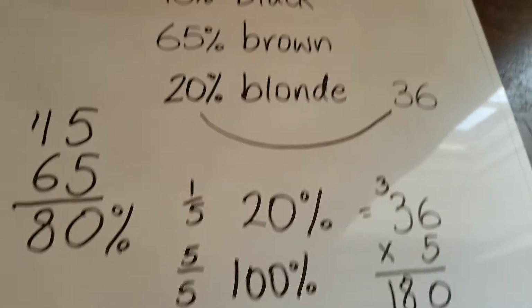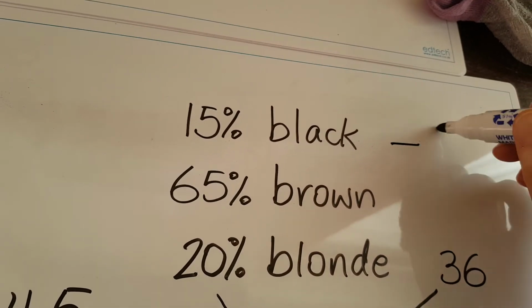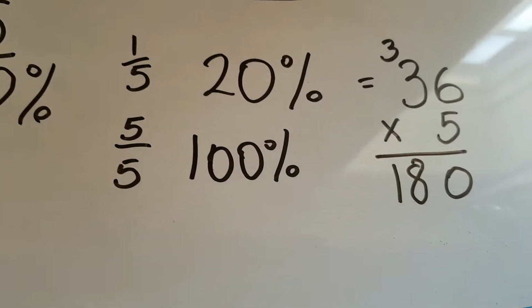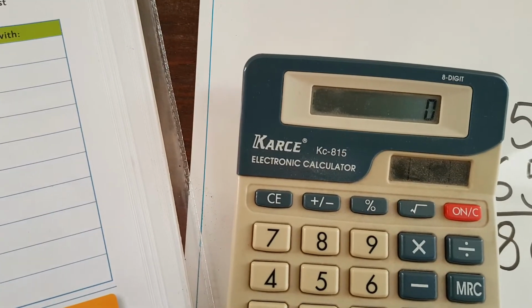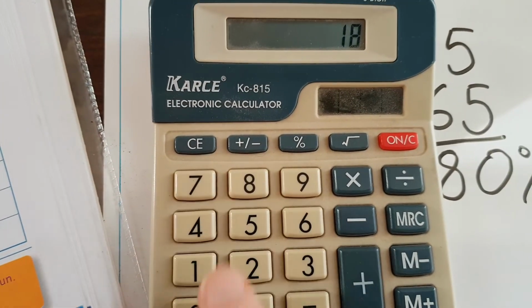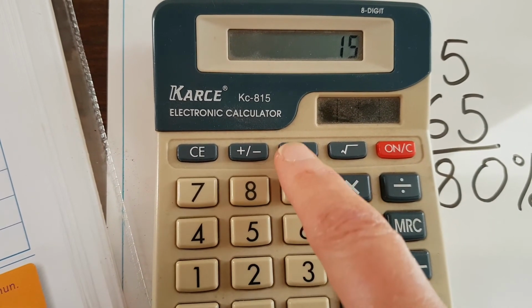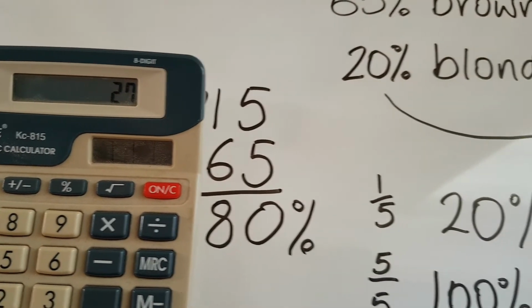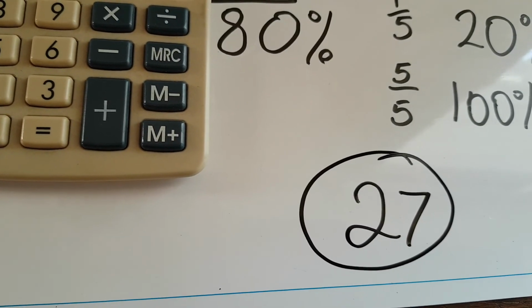And now they want us to find out how many children have black hair. So I'm looking for 15% of 180. All right, they said we could use our calculators. So if we're going to work it on a calculator, how do we do that? So I want to find 180 multiplied by 15%. And I find that there are 27 children who have black hair. There's my answer.